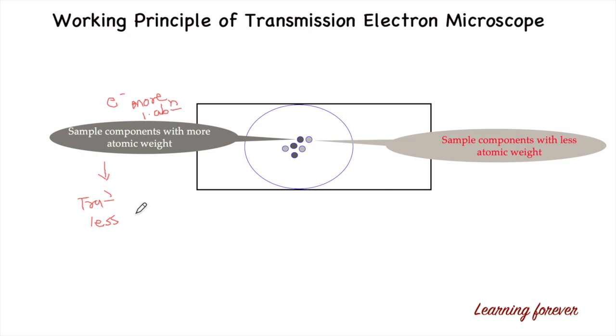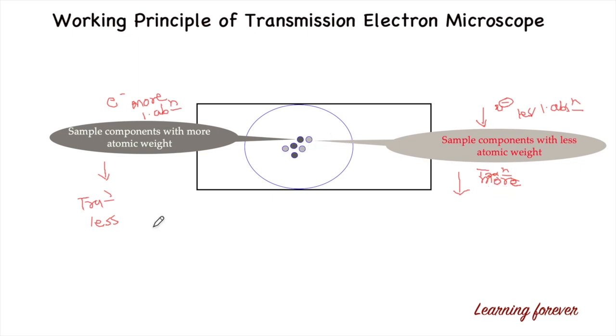Since there is less transmission, the sample components with more atomic weight appear dark in color. Whereas in the case of sample components with less atomic weight, when electrons hit this type of sample, there will be less lateral absorption. Since there is less lateral absorption, what will happen to the transmission of electrons? Transmission of electrons will be more. As there is more transmission of the electrons in the case of sample components with less atomic weight, these components of the specimen will appear bright in color.